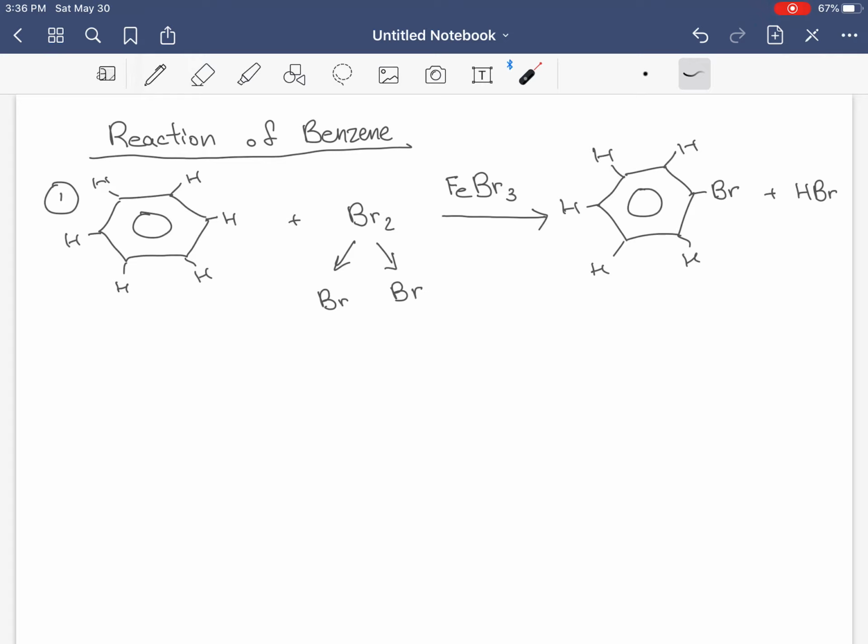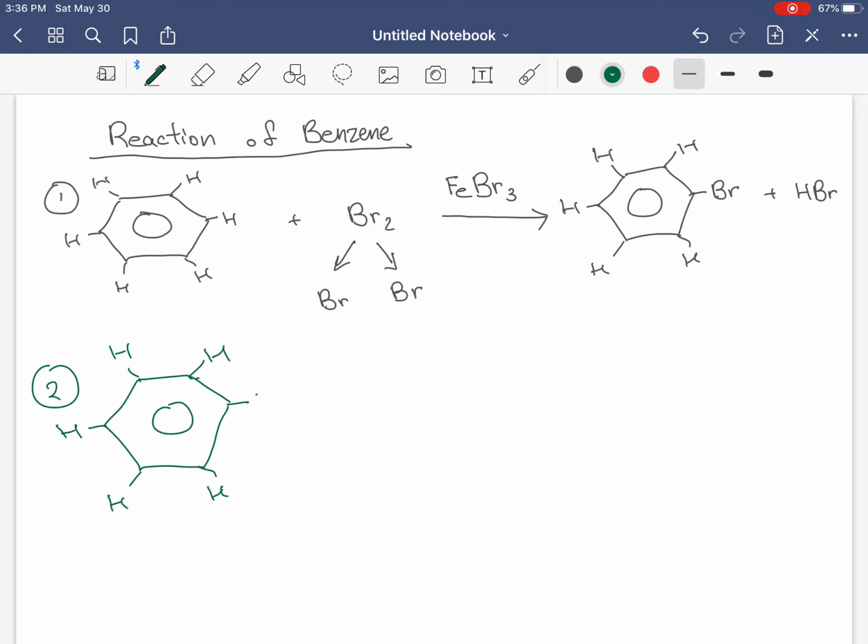Now, reaction number 2. This is where the fun begins. Let's use a different color. Let's start with what we just finished. Bromobenzene, right? What if I had decided to react this with more bromine gas? What will happen? Well, remember, always think outside the box. You will get this.